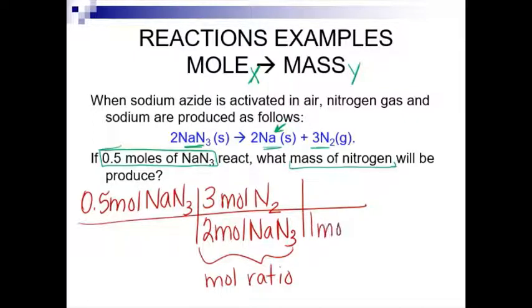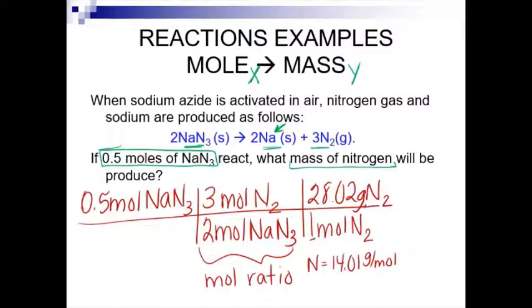So 1 mole of nitrogen. I look at the periodic table. 1 nitrogen is 14.01 grams per mole, in 1 mole. So 2 nitrogens are 28.02 grams. So let's make sure we did this correctly and cancel. Moles of sodium azide, moles of sodium azide, they cancel. Moles of N2, moles of N2. And we are left with the unit we want.